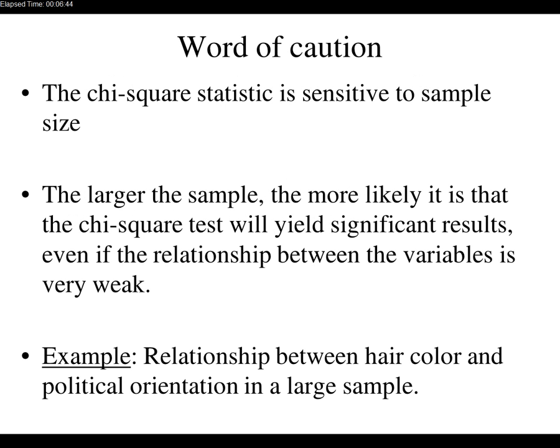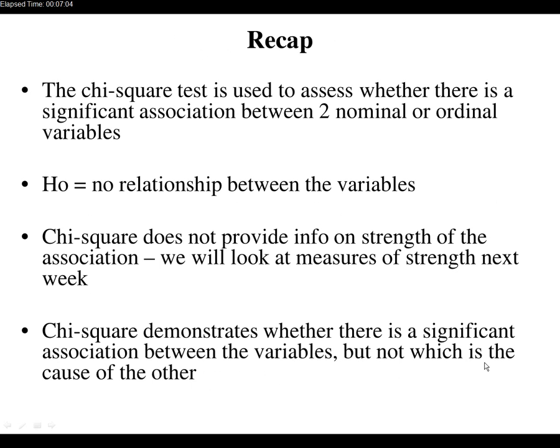Okay, here is a word of caution. The chi-square statistic is sensitive to sample size. The larger the sample, the more likely it is that chi-square will yield significant results, even if the relationship between the variables is really weak. Okay, an example is the relationship between hair color and political orientation in a large sample. It really doesn't matter. Hair color and political orientation aren't connected, but they will look connected because samples might be large enough to skew the results.